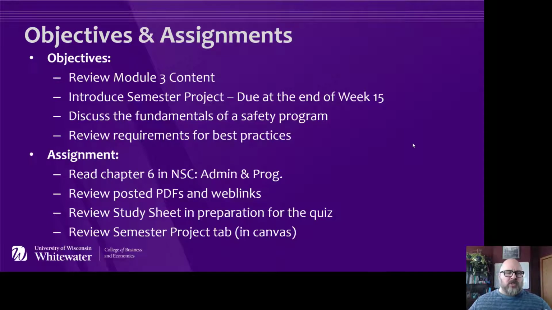The first module was just getting familiar with the safety profession. Module 2 was OSHA. Module 3, which we're just wrapping up and I'll talk about in a moment, was more getting into the practice, the actual things we do, and now we're going to get into different classifications of hazards, and we're going to talk about those in depth.